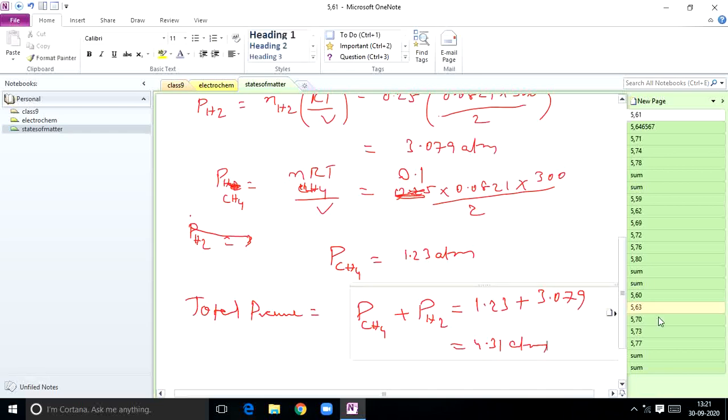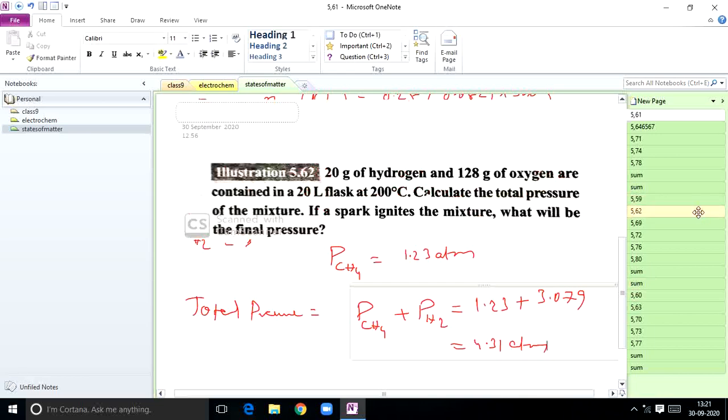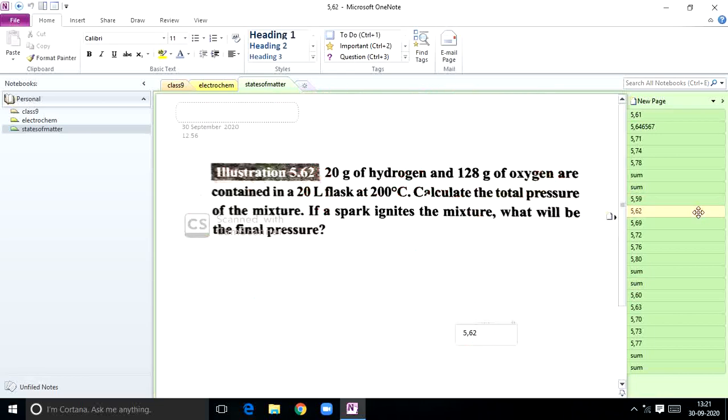Next, 2 grams of hydrogen and 128 grams of oxygen are contained in a 20-liter flask. Calculate the total pressure of the mixture. If a spark ignites the mixture, what will be the final pressure? So same you will calculate.